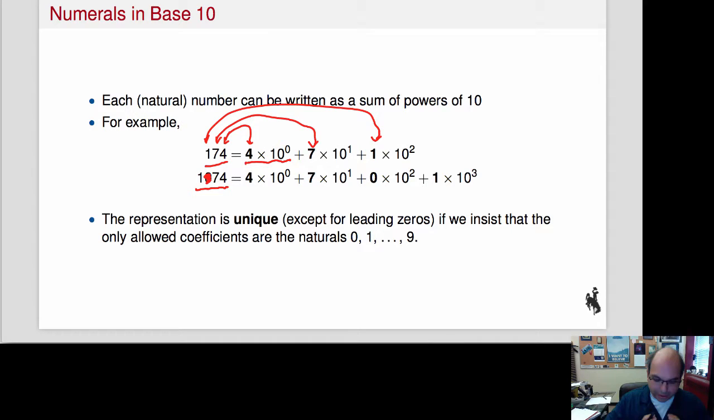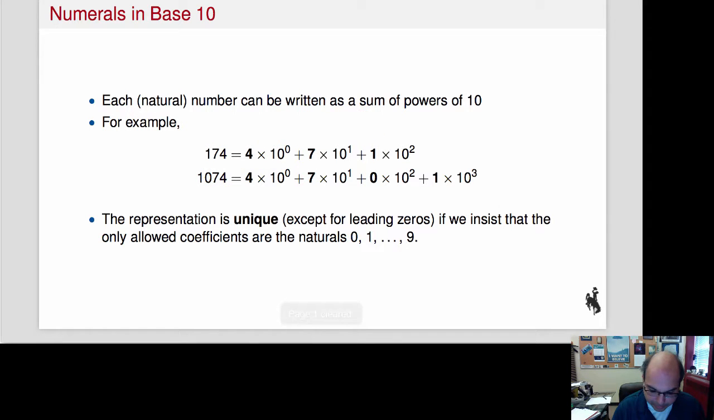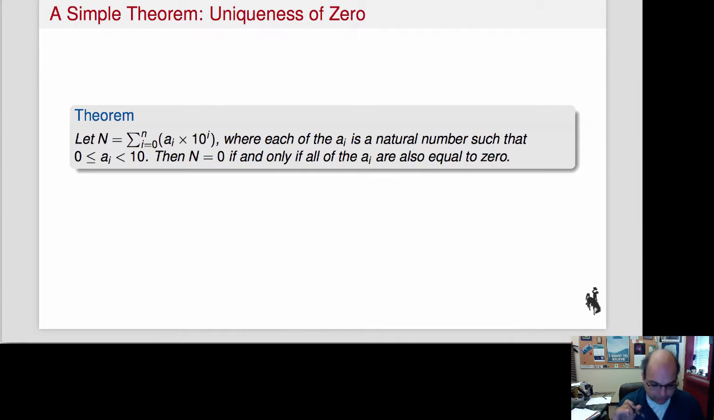So starting with the 1, there's no other way to write 174. There's no other way to write 1,074. And that's pretty cool. That's an important statement. So let's actually make that statement.